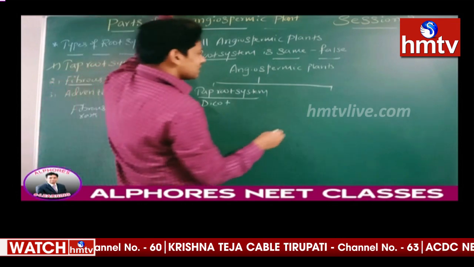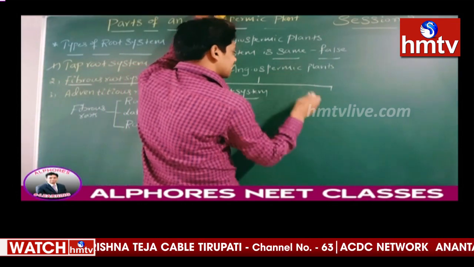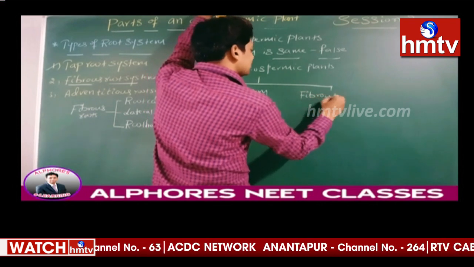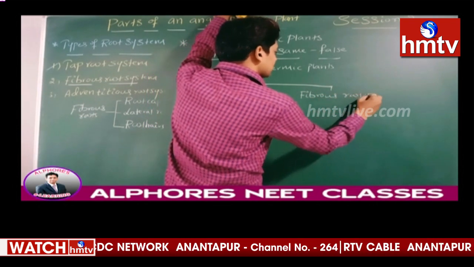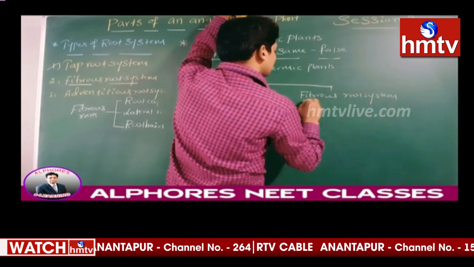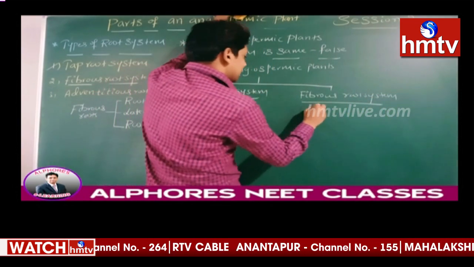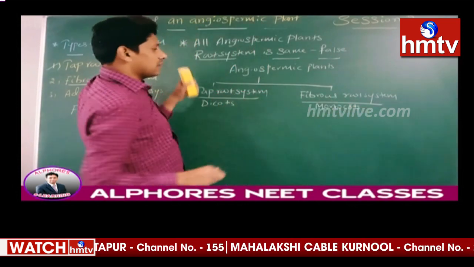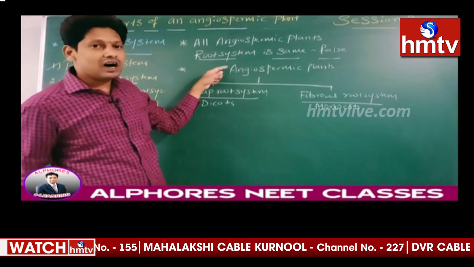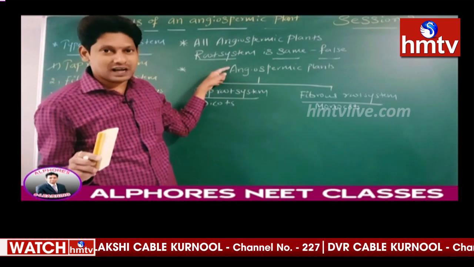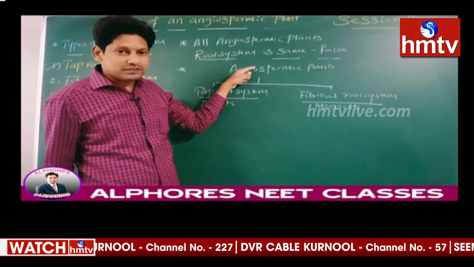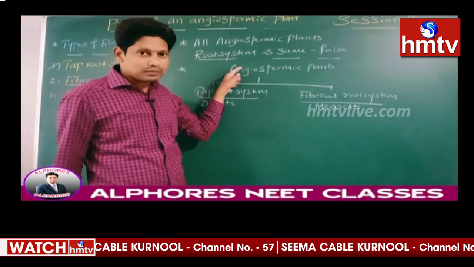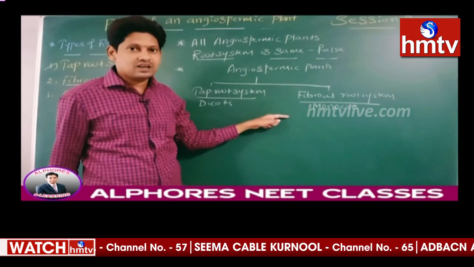Right. Whereas angiospermic plants with a fibrous root system are what? Monocots. Therefore, these statements clearly indicate that in all angiospermic plants the root system is not the same. Yes or no? Right. Angiospermic plants with a taproot system are dicots, and angiospermic plants with a fibrous root system are monocots. Right.